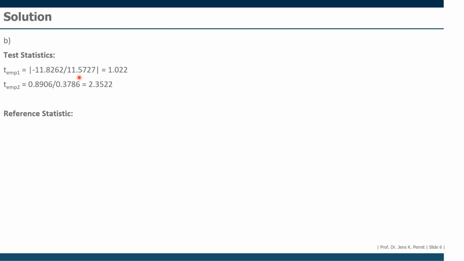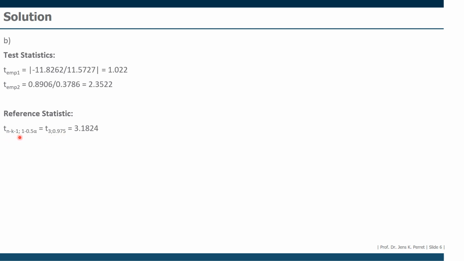Then I can calculate my reference statistic. That's actually the value I'm going to compare this with. Here, the reference statistic is a t-statistic. So I'm looking up in the table for the t-distribution, the value t, n minus k minus 1, 1 minus 1 half alpha. Well, n minus k minus 1, we know this from before, is 3.